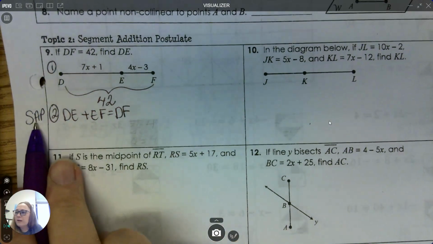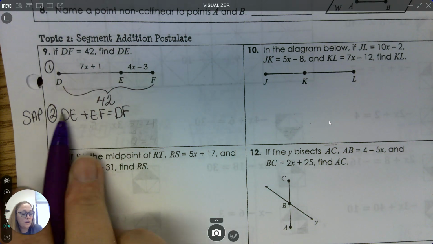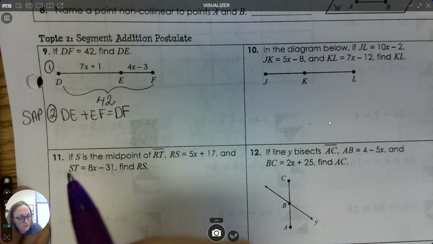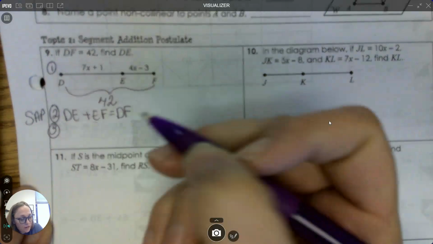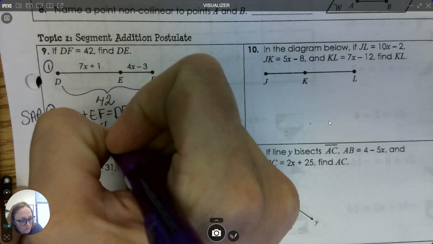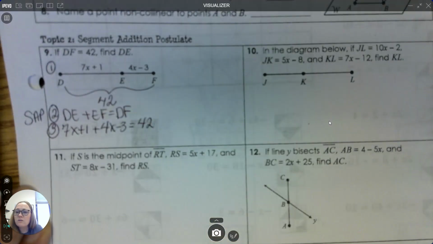And remember, we like to write our reasoning off to the side, and this is going to help us later on when we are solving for two-column proofs. So I can write this geometric statement because of the segment addition postulate. That's my proof. Now I will plug in the expressions given to me, and then I solve it algebraically.